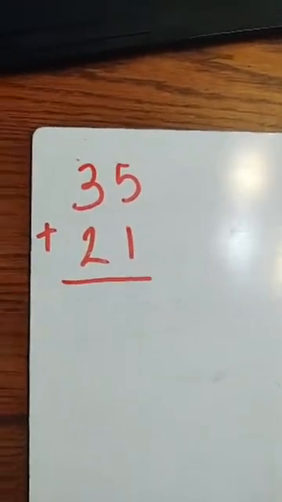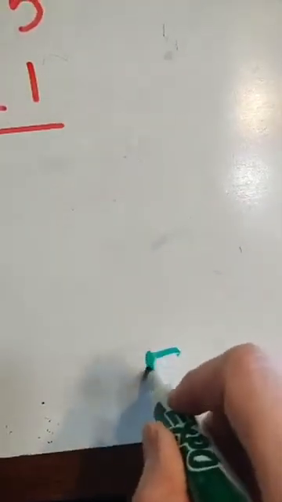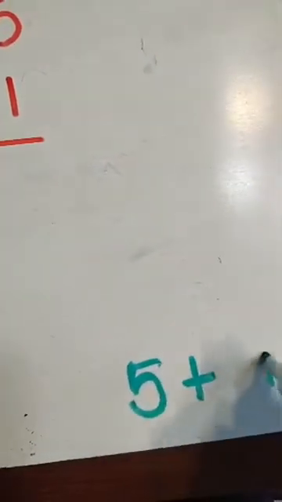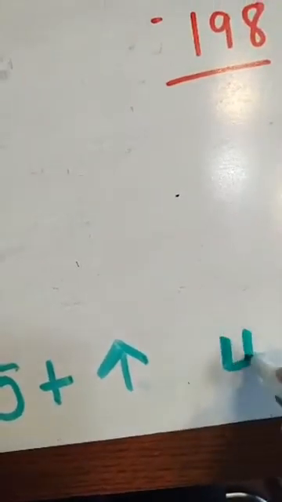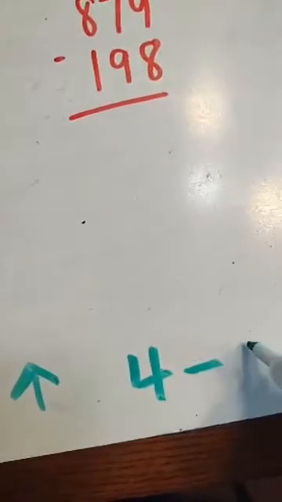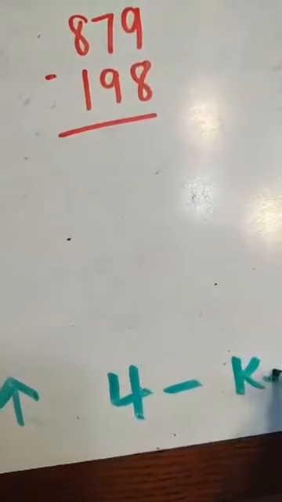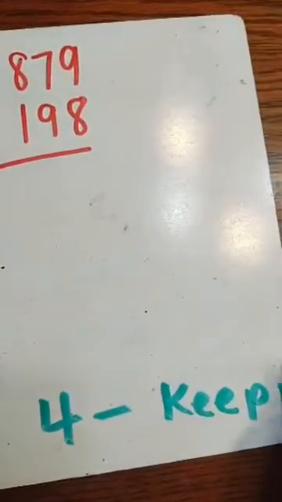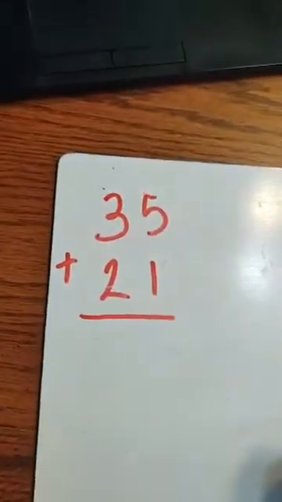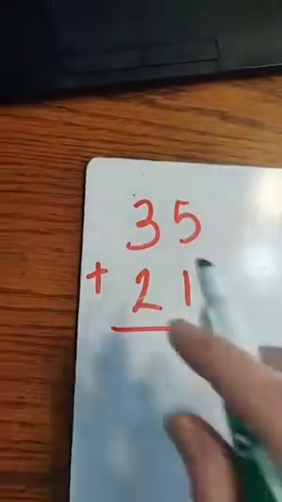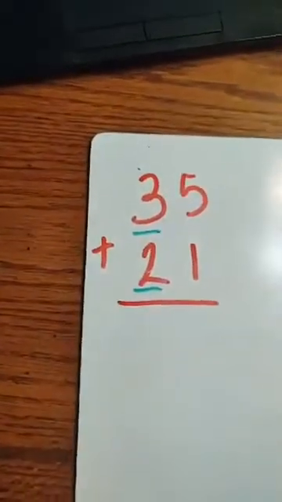Okay, so let's just do a quick reminder here that we know if it's 5 or greater, we're going to go up to the next number. And if it's 4 or less, we're going to keep it. Okay? So, on these, we're going to round to the nearest 10. Since there's only two digits, the best place to round to would be the nearest 10, okay?